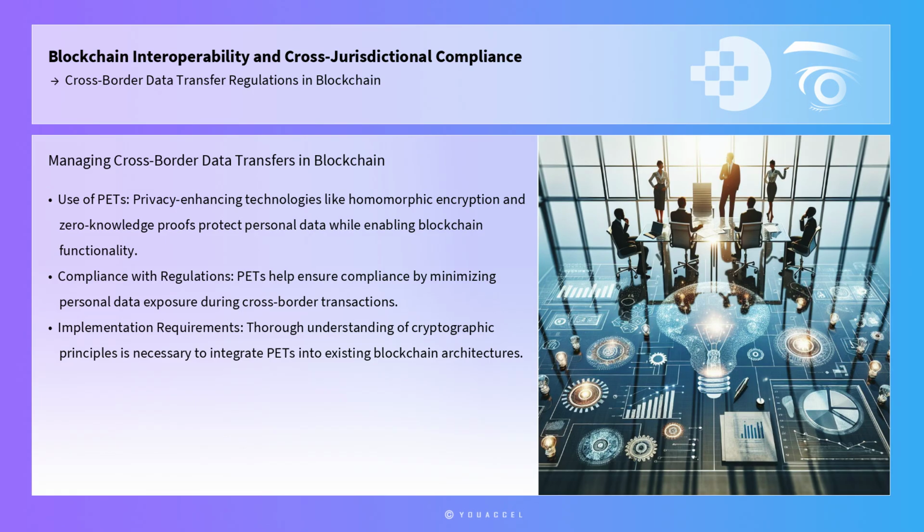One practical tool for managing cross-border data transfers in blockchain is the use of privacy-enhancing technologies. PETs, such as homomorphic encryption and zero-knowledge proofs, allow for the protection of personal data while still enabling the functionality of blockchain applications. These technologies can help ensure compliance with data protection regulations by minimizing the amount of personal data that is exposed during cross-border transactions. Implementing PETs requires a thorough understanding of cryptographic principles and the ability to integrate these technologies into existing blockchain architectures.